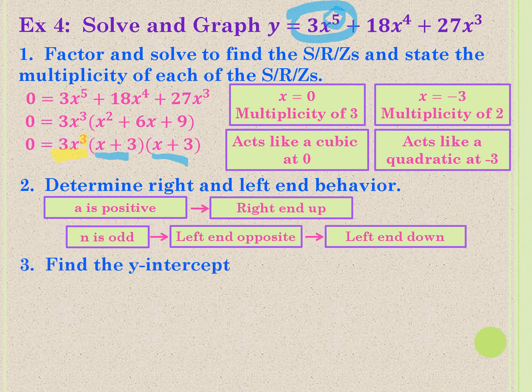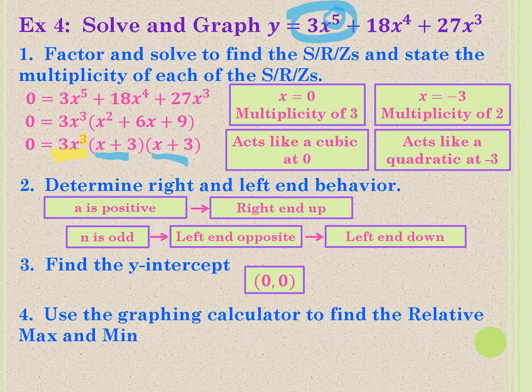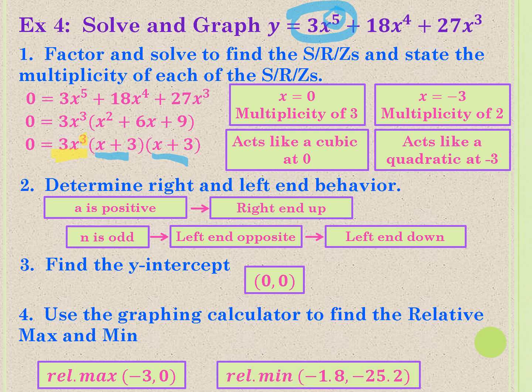Then we have to find the y-intercept. That's plug in 0 for x. And luckily it's (0, 0). So our y-intercept is also taken care of by the x-intercept. Then we use our calculator to find the relative max and min. So we'd plug the top equation into y equals, hit graph, adjust our window, and then do second trace max, second trace min. And when we do that, we find that we have a relative max at (-3, 0), and a relative min at (-1.8, -25.2).